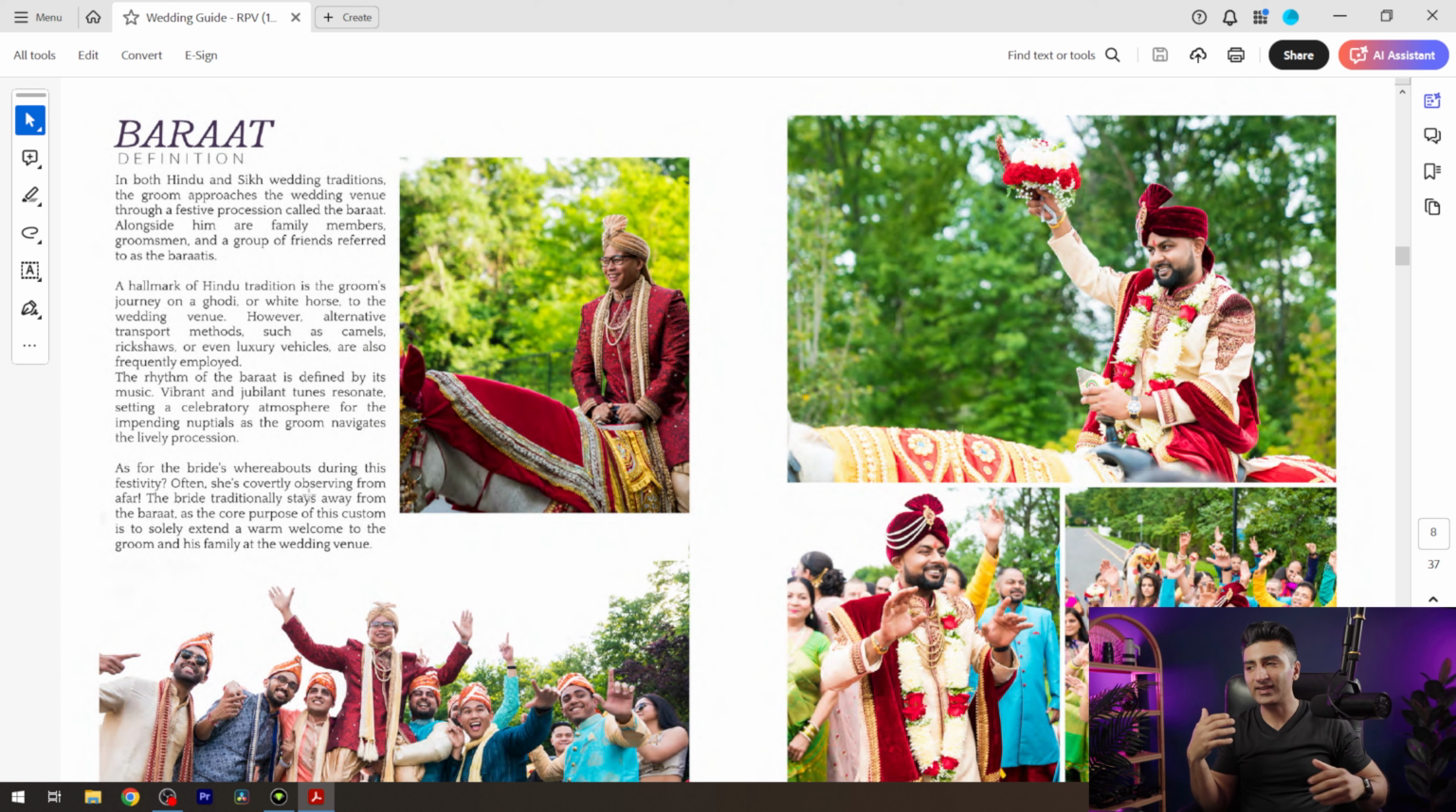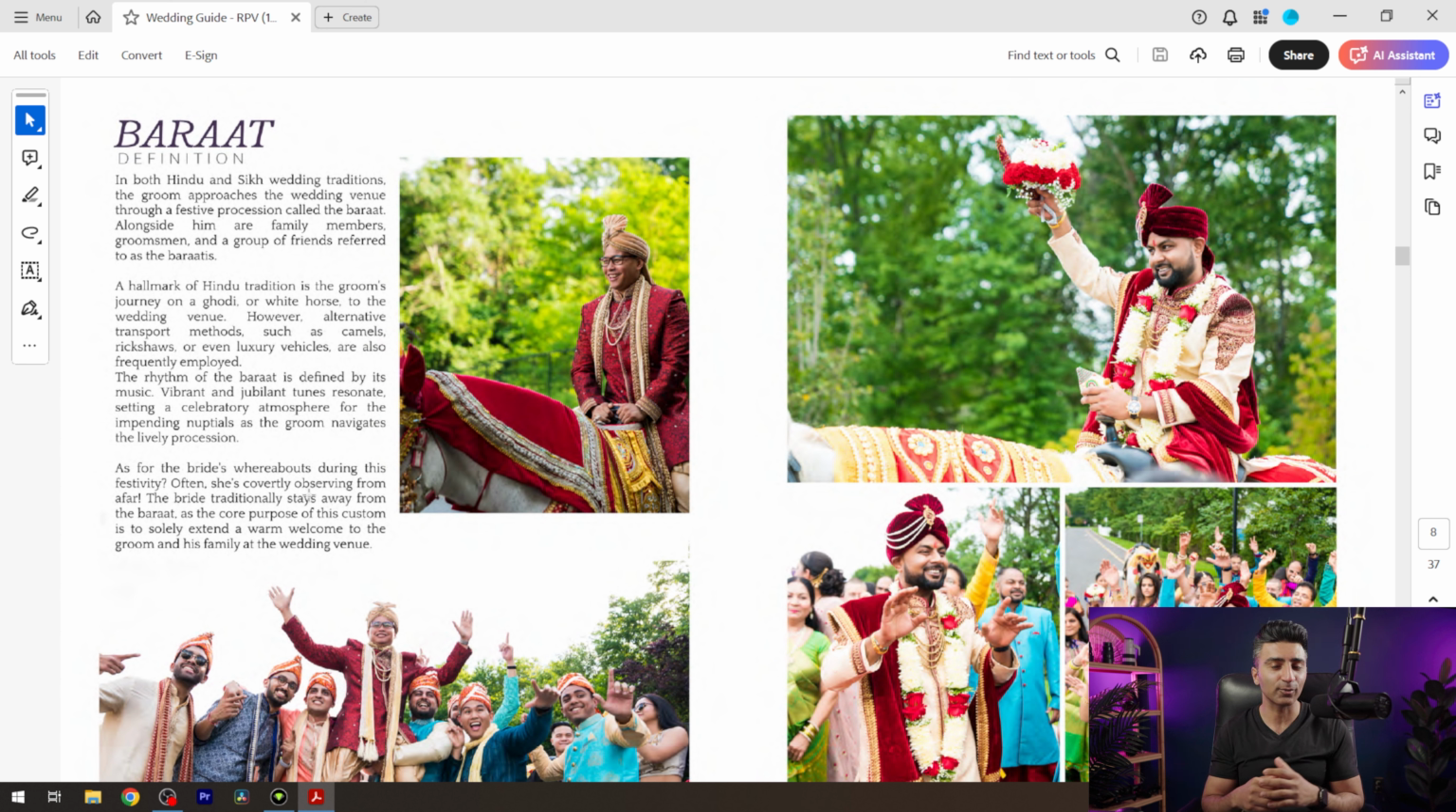This procession is something where the groom and his family are going to come down to the main mandap hall. So the baraat is a procession where the groom makes his way to the mandap, being the venue, and he's surrounded by family and friends. This is really a lot of fun in nature.